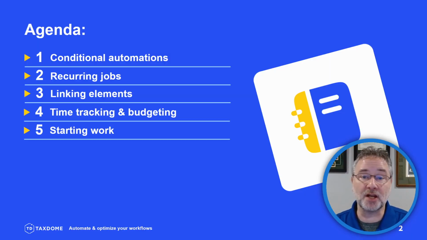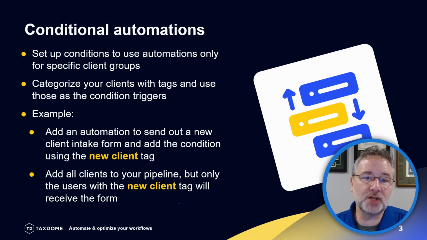So let's get going right away here. We're going to jump into our first topic for this session. First up, we're going to talk about conditional automations. Now, conditional automations are a natural extension of the idea to cut down on the time you need to spend doing manual, repetitive actions. We already covered the basics of this in the previous session with our regular automations, but conditions allow you to expand the use cases even further.